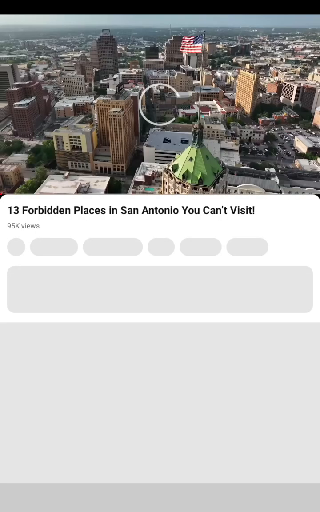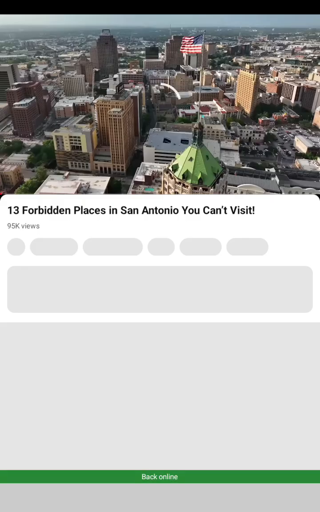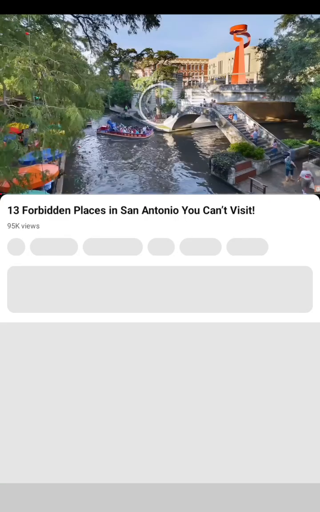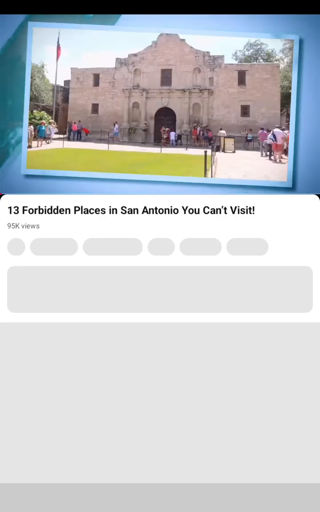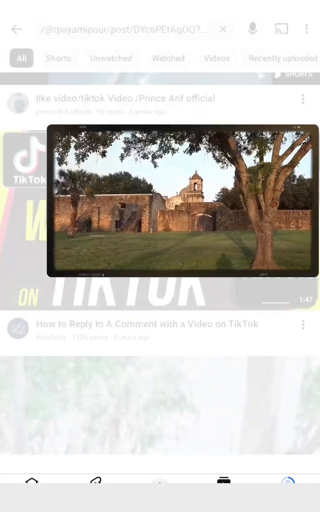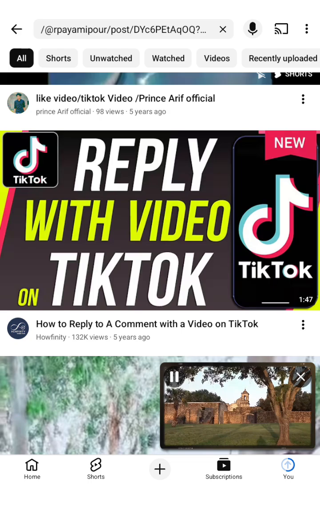San Antonio looks like a proud Texas city. But beneath its riverwalks and historic streets hides something that will completely change how you see this place.